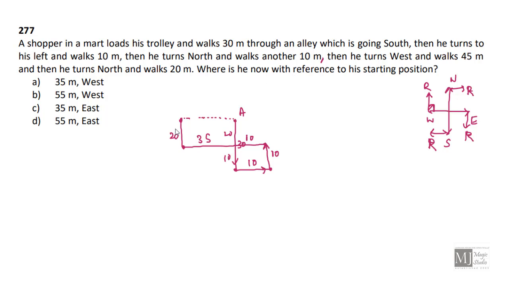Where is he now with reference to his starting position? This is the final position. He is 35 meters towards west. This is 35 meters towards west. Option A fits in. Wonderful.